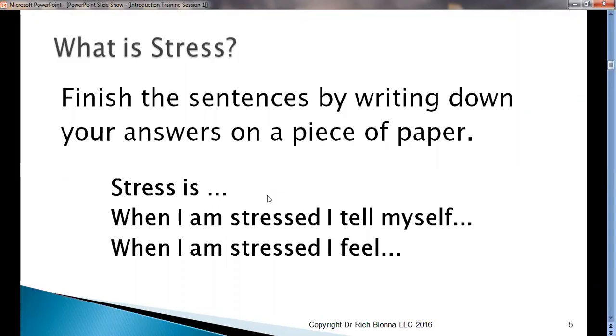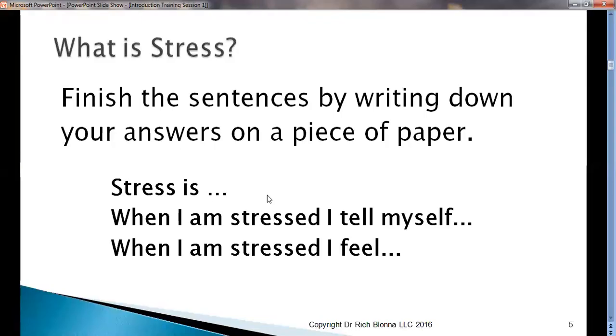So for example, when I say stress is, for me, I would finish that sentence: stress is children. Stress is unanticipated technology glitches. Stress is a bill that I really wasn't prepared for. All right, so take a moment and finish that sentence then. All right, good. Now let's jump to the second one.